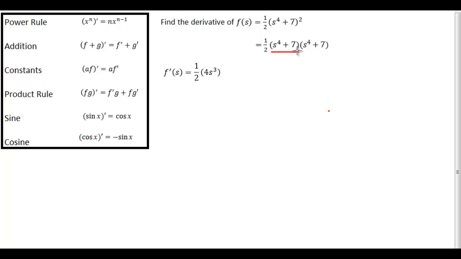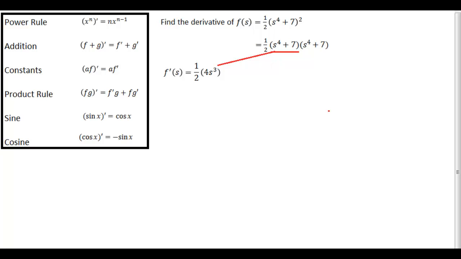If I start with this first piece that I've underlined, the 1/2 comes along, and then I take the derivative of everything in parentheses there. So let's do that carefully. The s to the fourth, according to the power rule, becomes 4s cubed. That's that right there. What about the 7? Where's the 7 go? Well, the derivative of a constant is just 0. That's a special case of the power rule, but it's best just to remember that the derivative of constants that are added on, as opposed to multiplied, are 0.